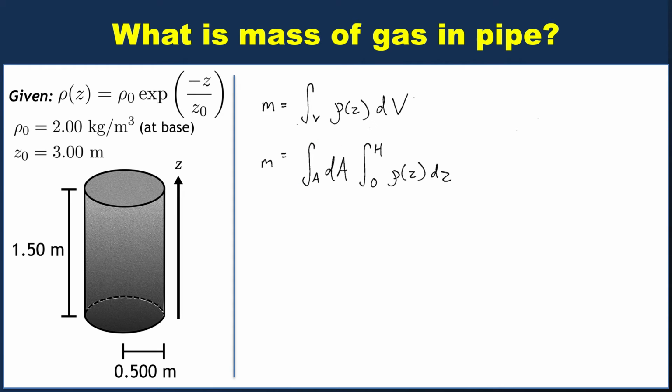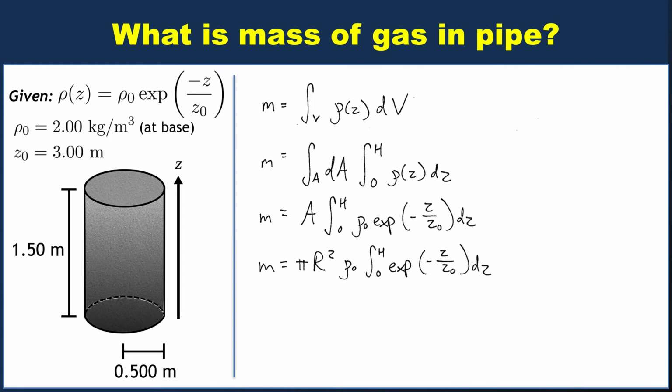So if we rewrite this as mass equals area times that definite integral, and we put in the form of the density, now we see that we just have to integrate an exponential function. So I'll pull out some constants, and we're going to have to do a substitution. You might be able to do this one in your head, but just in case, let's come up with a dummy variable mu, and make sure that we remember how to actually do the differentials properly.